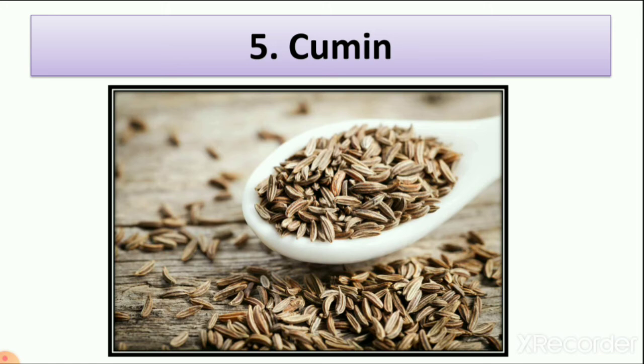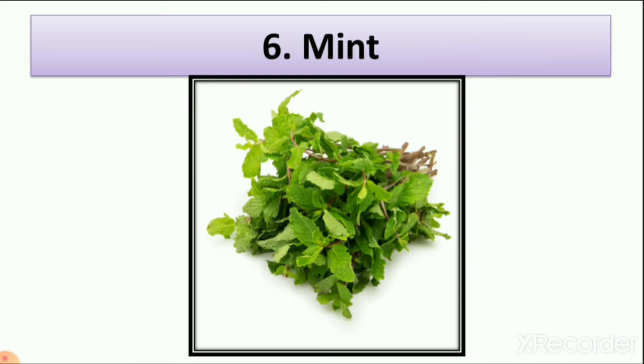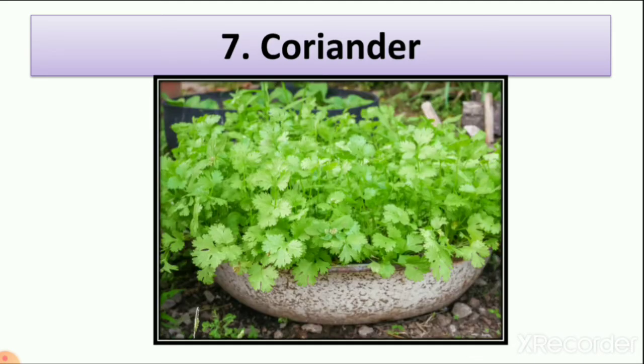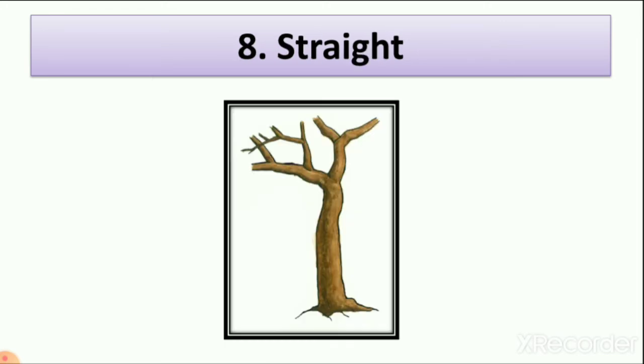Cumin is also seeds. It is a spice which we eat in our food. Mint, green leaf which we eat in our food also. We also make medicines from mint. Coriander, it's also small plants which we use for garnishing our dish.